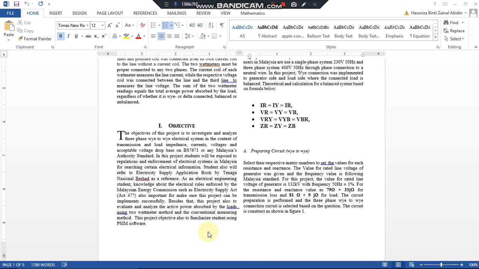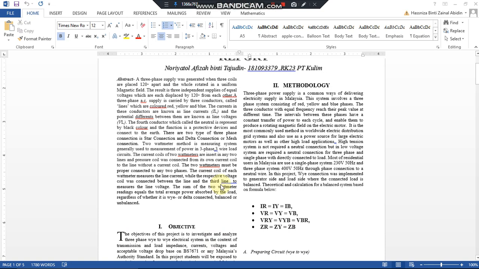ESA by TNB is the reference and guide for us to design the three-phase system, and we also need to follow rules referring to the Electric Supply Act. By using 2 wattmeter and the conventional measuring method, we can evaluate and analyze the active power absorbed by the load. The last objective is to familiarize students with using PSIM software.